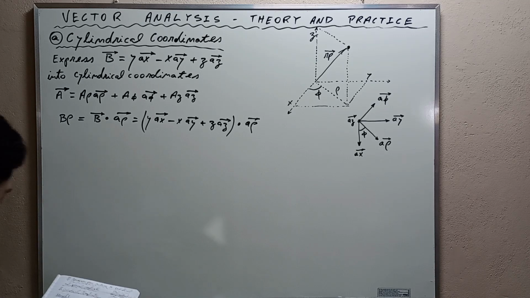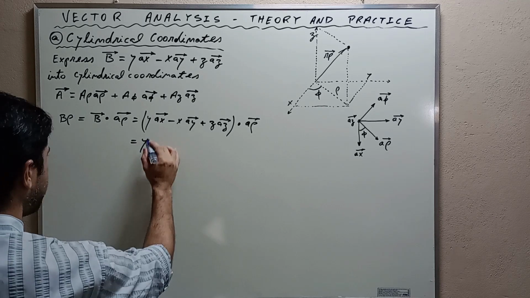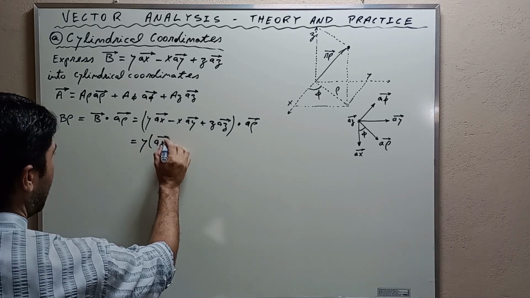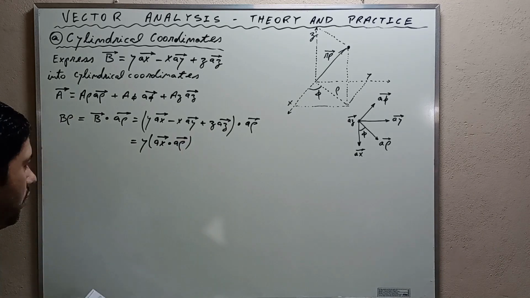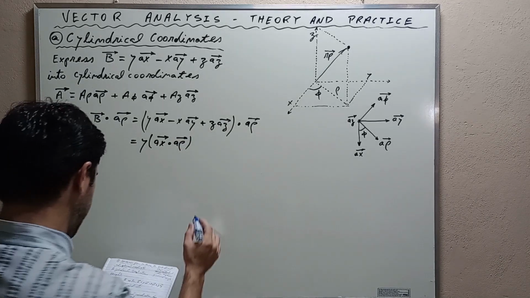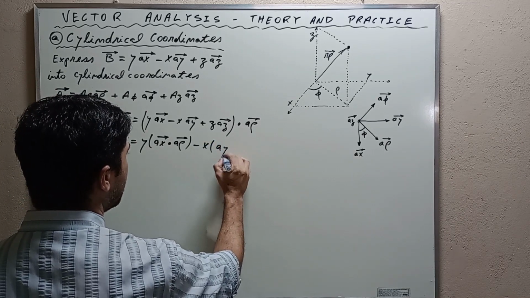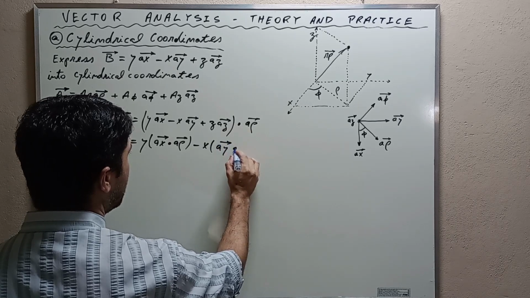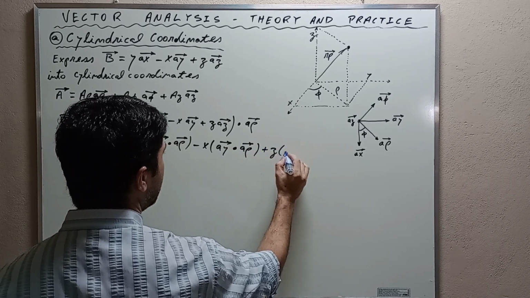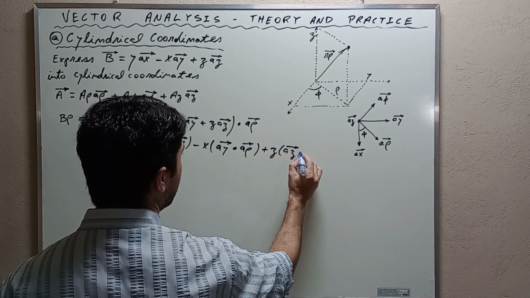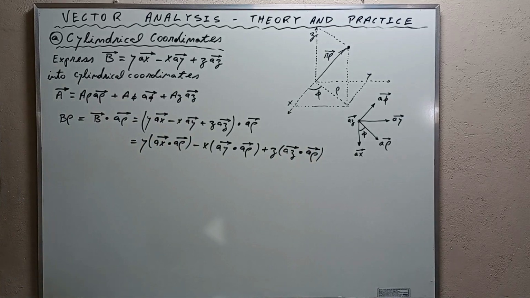And this produces this: y ax in a dot product with a rho, minus x ay in a dot product with a rho, plus z az in a dot product with a rho. Okay?